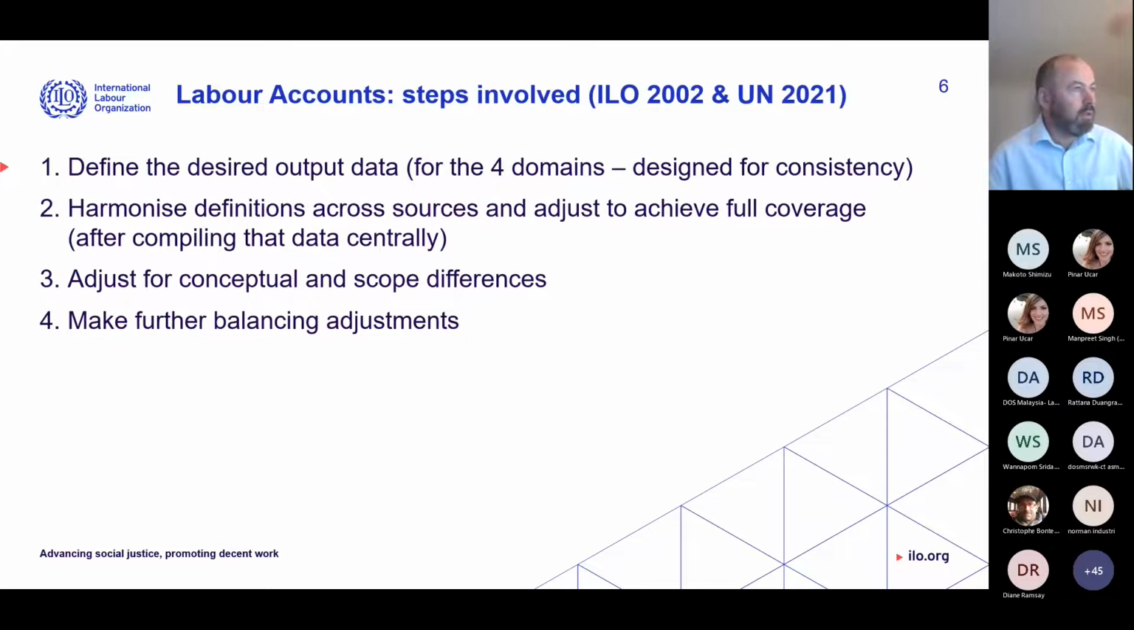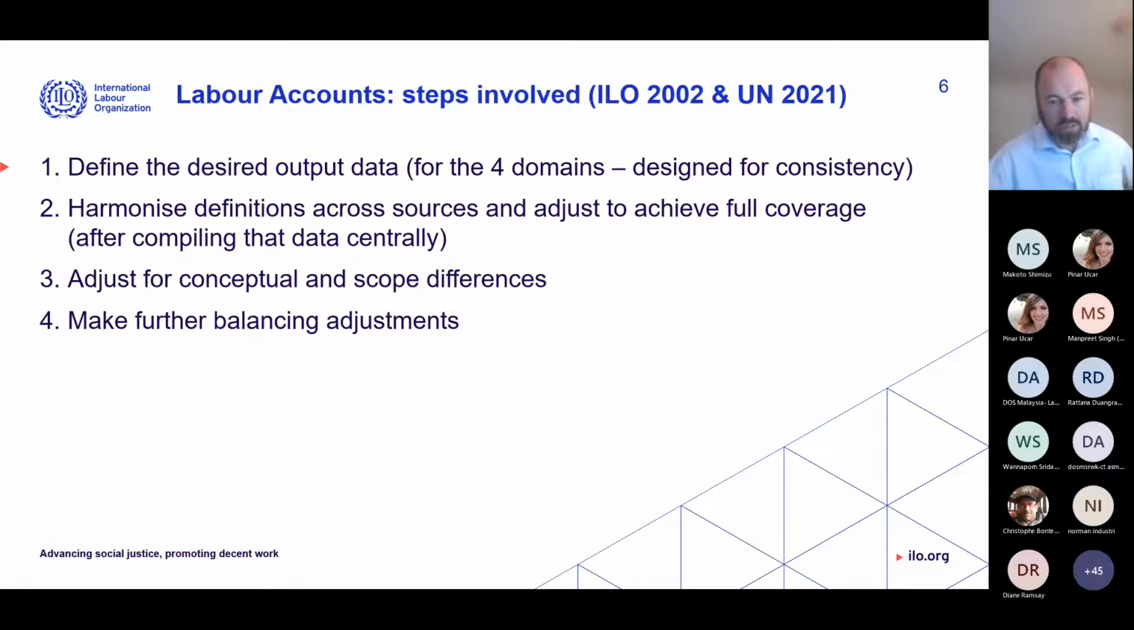So there are a number of steps involved, and these are pretty consistently described in both the ILO note from 2002 and the more recent guidance note. The first big step is to define the desired output data. What is it you're looking to actually produce? And by now there's some consistency, as I said, in using these four domains or quadrants and a number of variables within those. Then you look to harmonize definitions across sources and adjust to achieve full coverage.